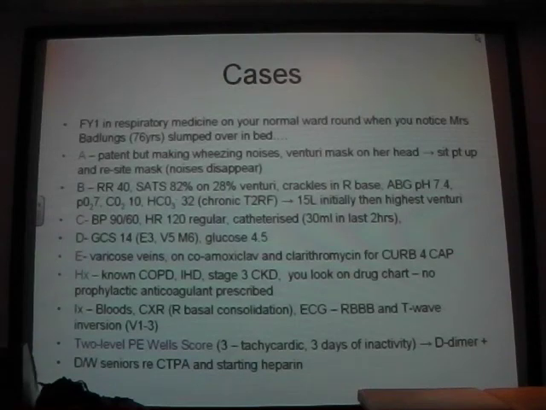Yeah, always involve seniors early. You'll never get told off for asking your senior something if you're not sure. It's much better than to not treat the patient properly.